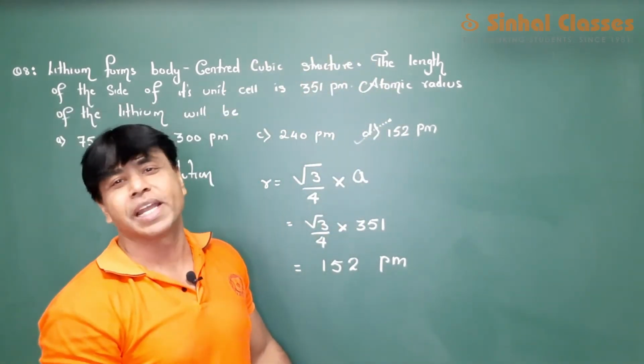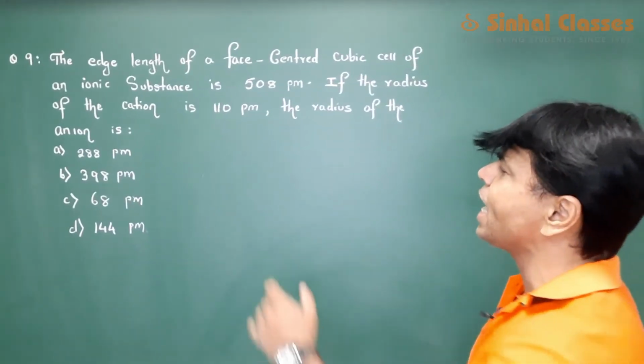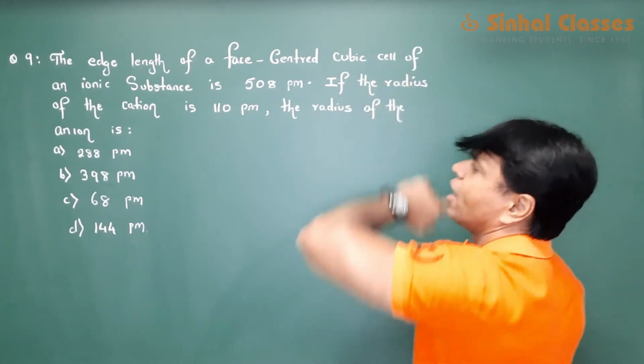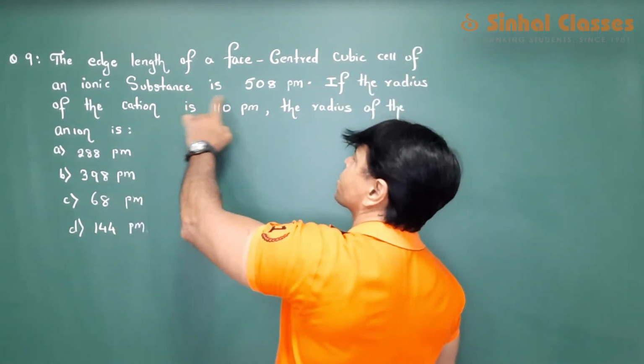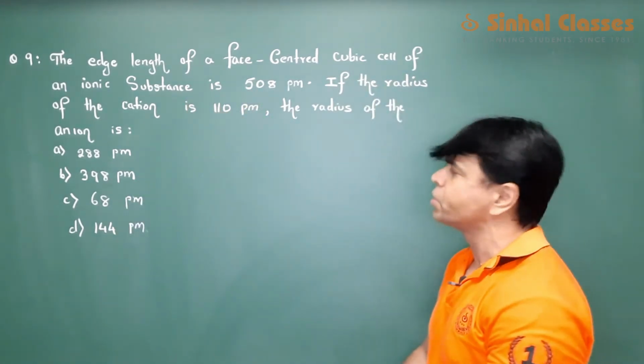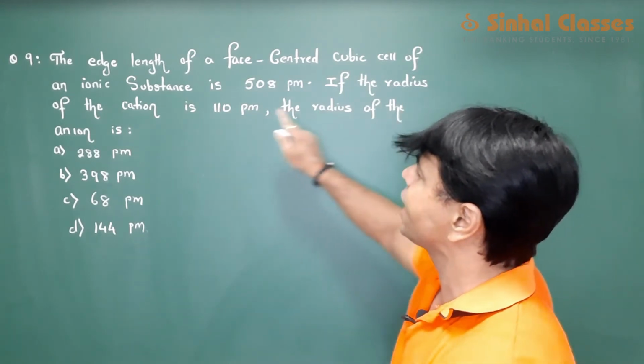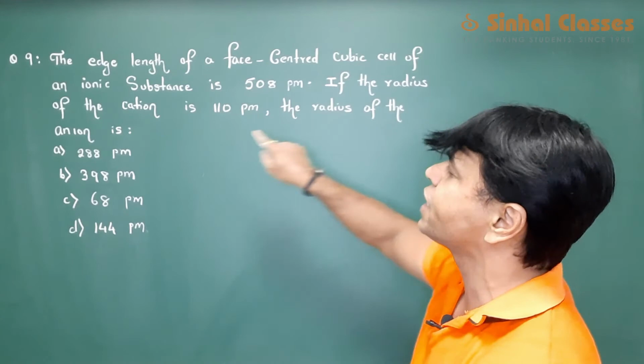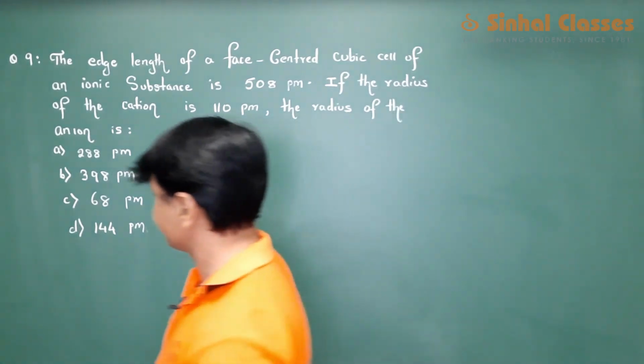Okay, so we go for the next one now. The edge length of a face-centered cubic cell of an ionic substance is 508 picometer. If the radius of the cation is 110 picometer, you want the radius of the anion.